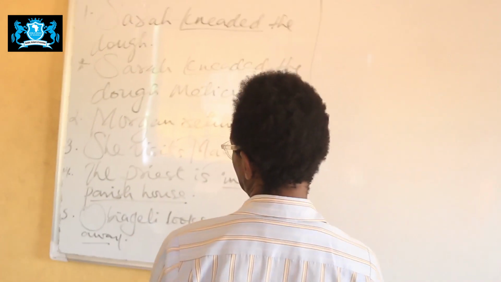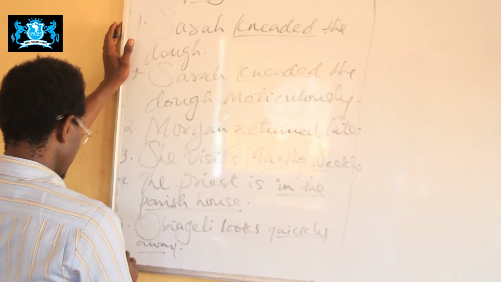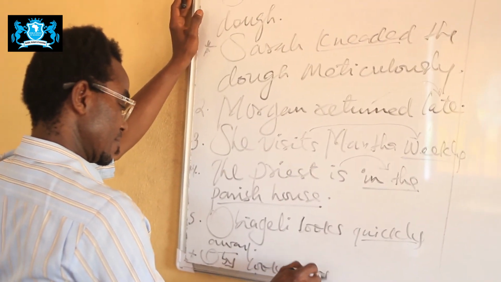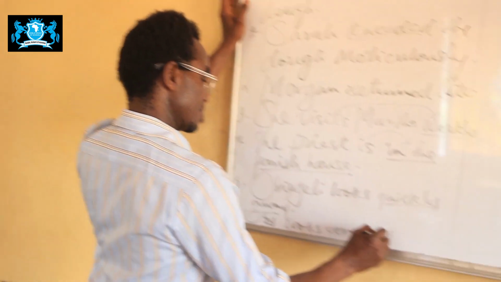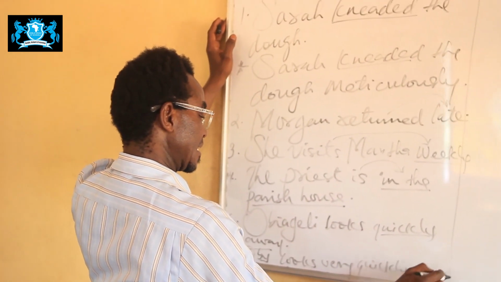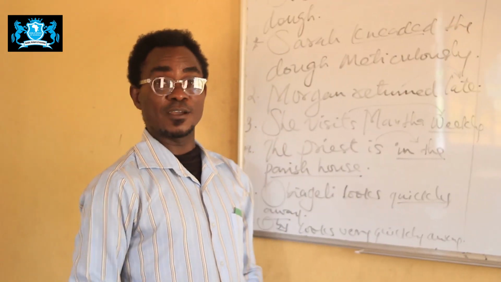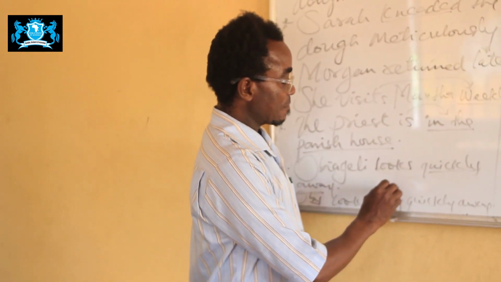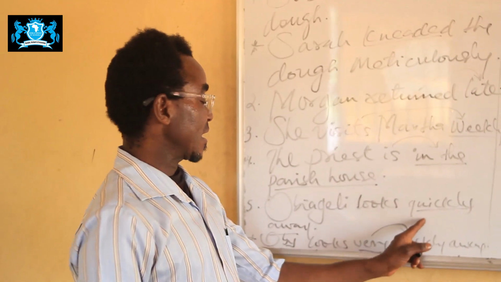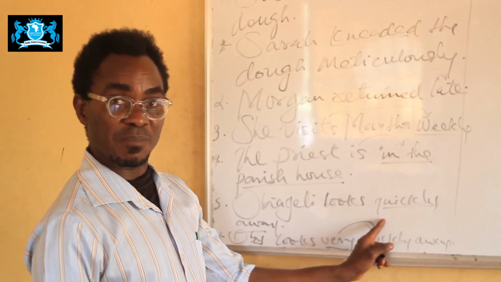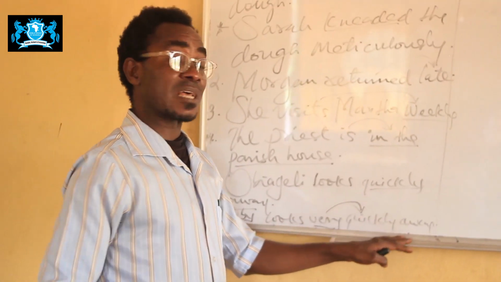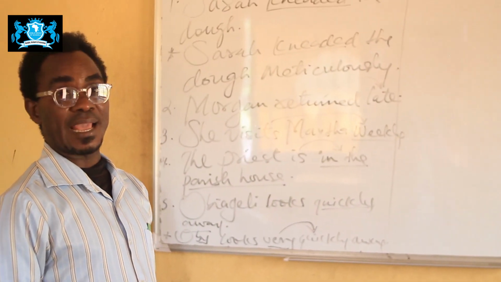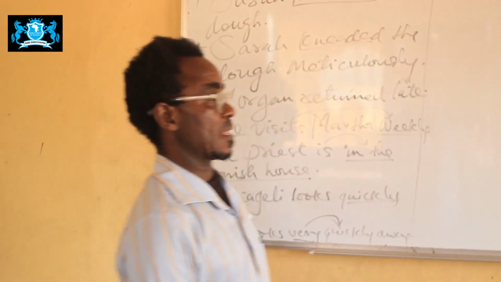What if we now say, Obi looks very quickly away. Now, very is an adverb that modifies another adverb. You can see that quickly here, quickly away, is an adverb of manner. But very has been added to tell us how quickly away. Now, an adverb that modifies another adverb is called a degree adverb or an adverb of degree.